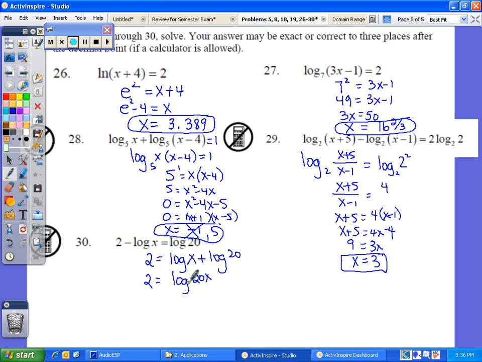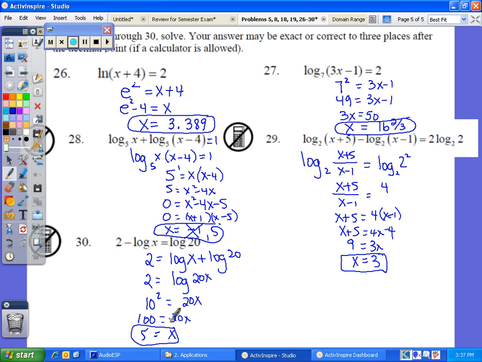I will simply re-express this as an exponential equation. Common log means base 10. 2 is the power. The answer is 20x. The left side is 100, 20x. And of course, 20 times 5 is 100.